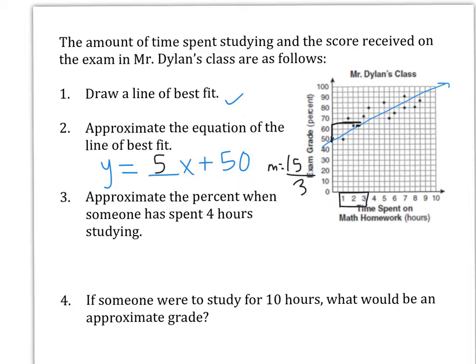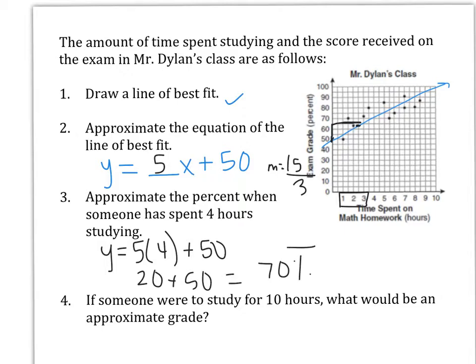Okay, question 3 now says approximate the percent when someone has spent 4 hours studying. So now I'm going to plug in 4 for x. So y equals 5 times 4 plus 50. 5 times 4 is 20 plus 50 would equal about 70%. And now this also makes sense because if we look on our graph, if I go over 4, where does it go up to right there? Well, that's about 70%. So that would fit here and make sense for the answer that we got here to approximate the percent when somebody has spent 4 hours studying.